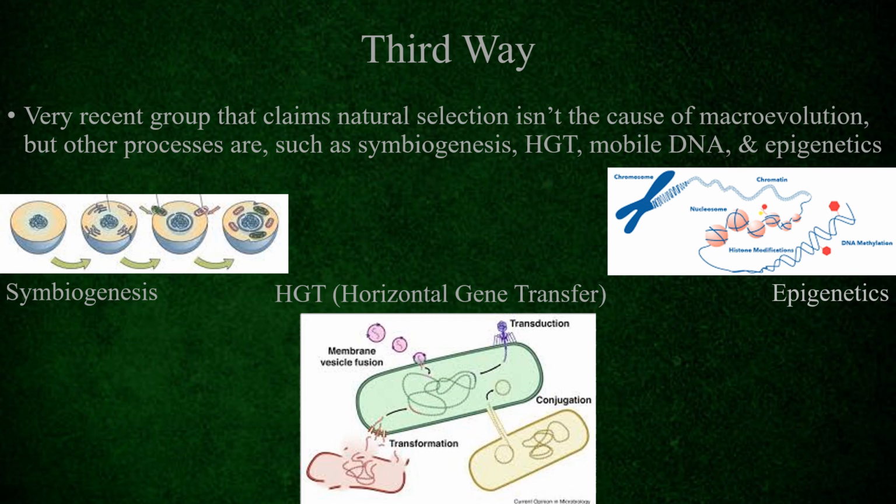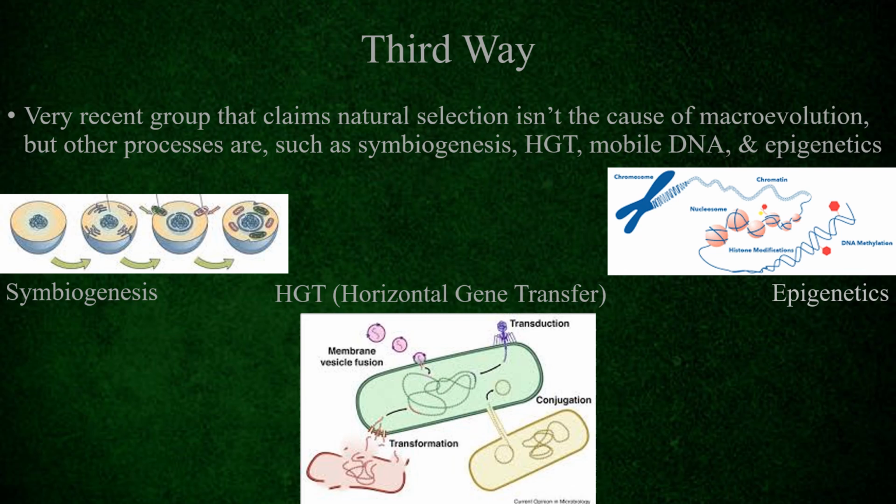HGT, which is horizontal gene transfer, the four ways it can be done are depicted in the middle image. It's where a cell takes up pieces of genetic information and then incorporates it into its own, but without changing it into another kind of organism.